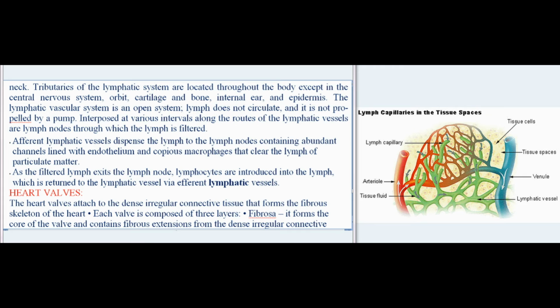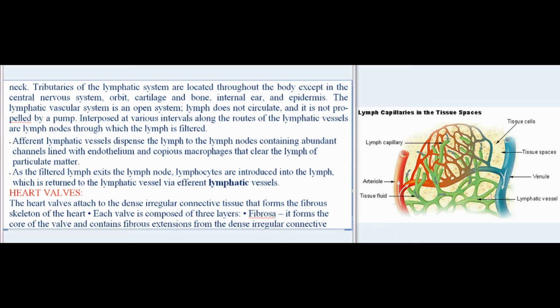Tributaries of the lymphatic system are located throughout the body except in the central nervous system, orbit, cartilage and bone, internal ear, and epidermis. The lymphatic vascular system is an open system; lymph does not circulate, and it is not propelled by a pump.